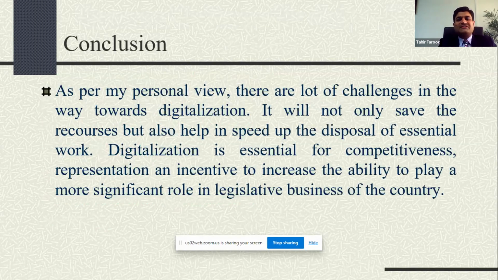As per my personal view, there are a lot of challenges on the way towards digitalization. It will not only save resources but also help speed up the disposal of essential work. Digitalization is essential for competitiveness, representation, and an incentive to increase the ability to play a more significant role in the legislative business of the country.